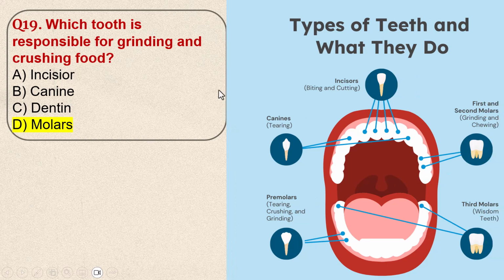Molars. So when you look at the types of teeth and their activities, on the front line you can see incisors. These incisors are useful for biting and cutting. And lateral to those incisors, you will get the canine teeth. Canines are used for tearing. After that, you will get the premolars. Premolars help with tearing, crushing, and grinding, and also the molars. Molars help with grinding and chewing. So molar and premolar teeth are responsible for grinding and crushing. So the correct answer is D.